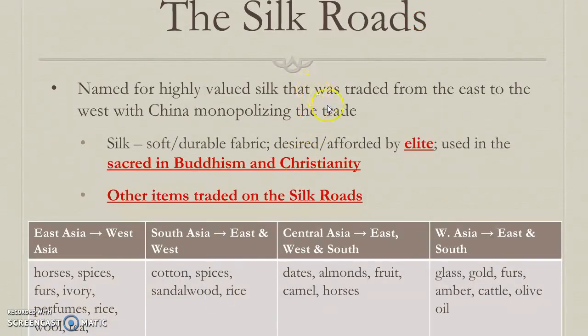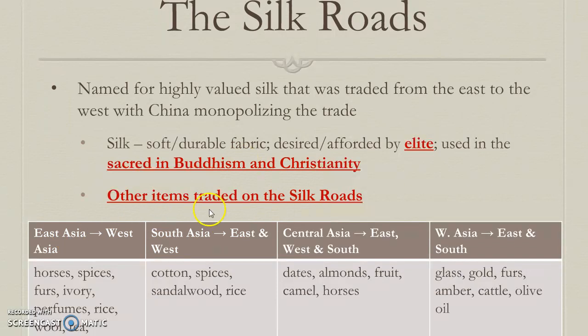Okay, it was named for silk, which was the most valued product that actually was exchanged. Spices were also exchanged on it. Animals were also exchanged on it. But silk is obviously the most luxurious, so hence the name. All right, so who wanted silk? Well, people with money who wanted silk, the elite. It also was used in Buddhism and Christianity, in churches and in monasteries, so it had a high religious value.